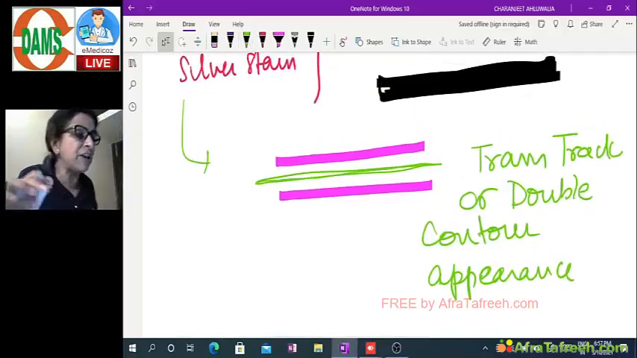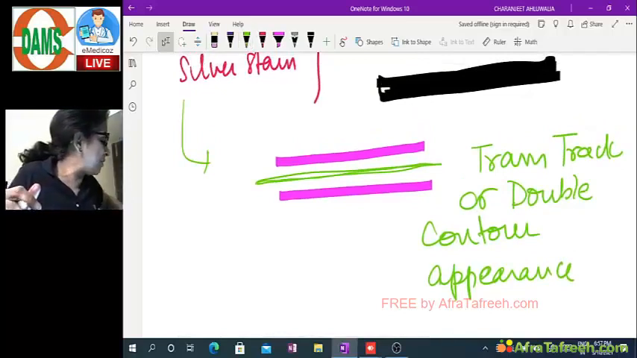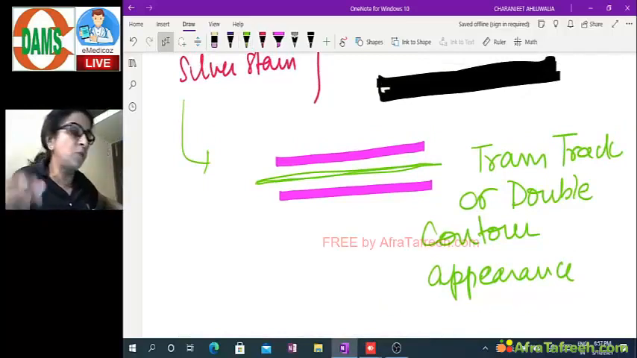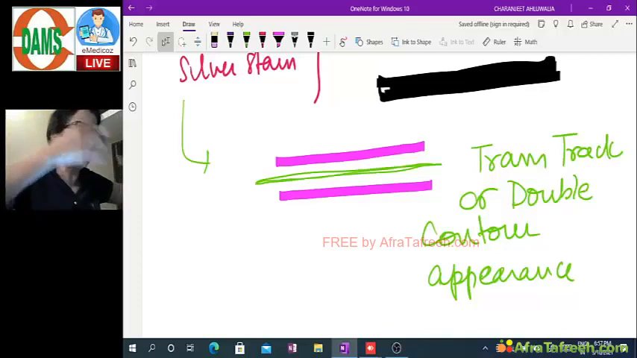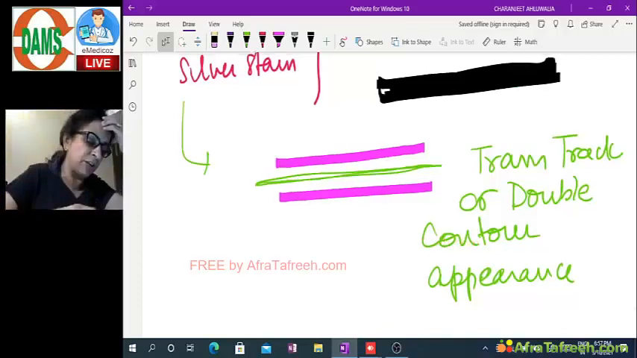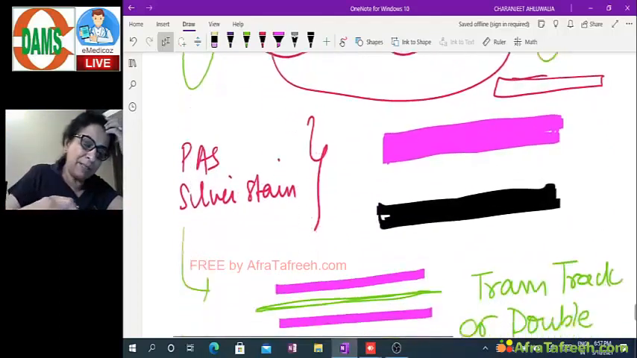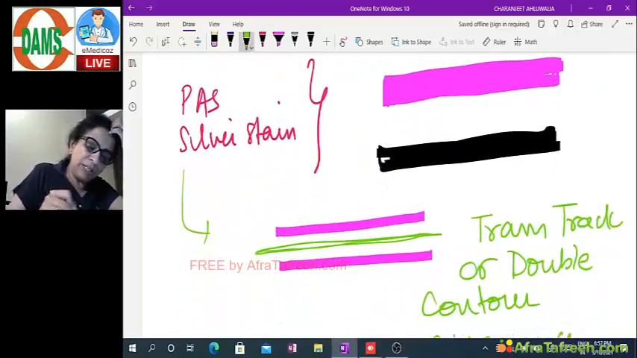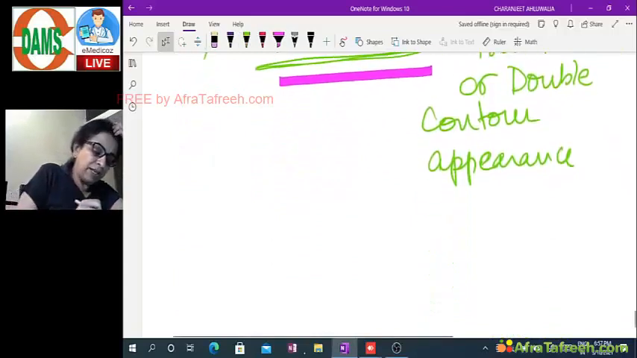Why do you see this tram track or double contour appearance in MPGN? The tram track or double contour appearance is due to mesangial cell proliferation and mesangial interposition into the GBM. So the mesangial cells are interposing into the GBM, the GBM is appearing thickened, and you see the characteristic tram track or double contour appearance in PAS and silver stains.